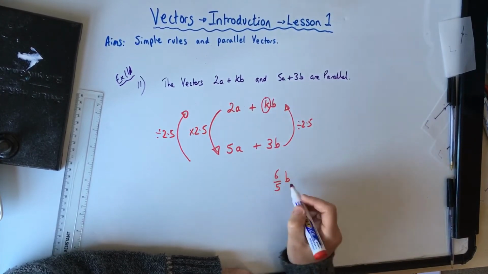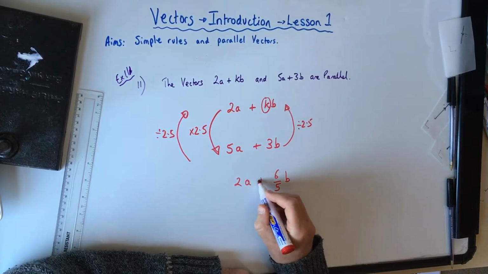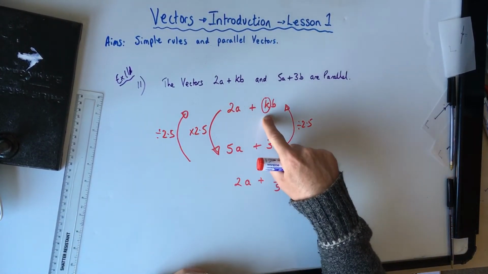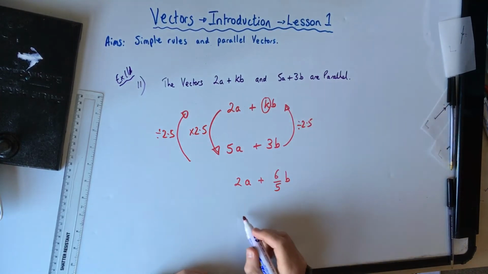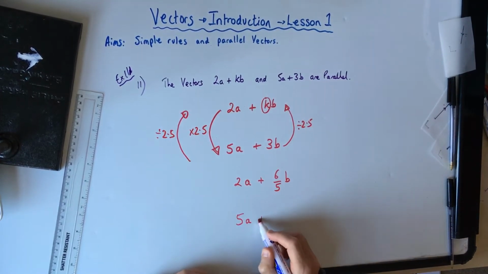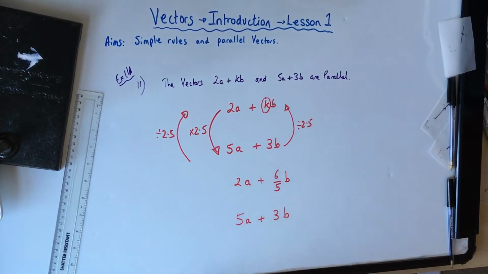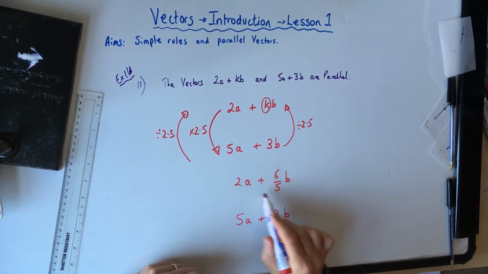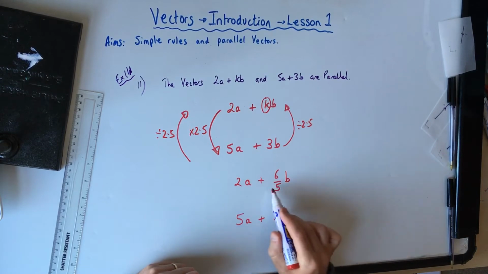But in maths we like to use fractions, don't we? So 2A plus 6/5 B, that's the value of K, and that is parallel to 5A plus 3B. Now we can see that more obviously if we factorise both of these, and what I'm going to do is factorise this one by halving it all.